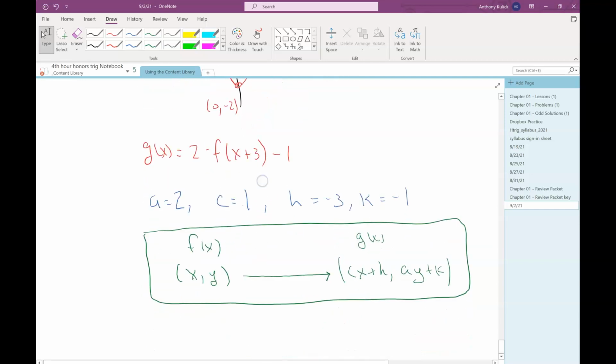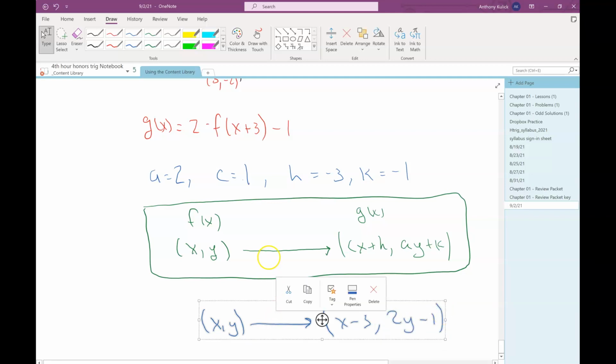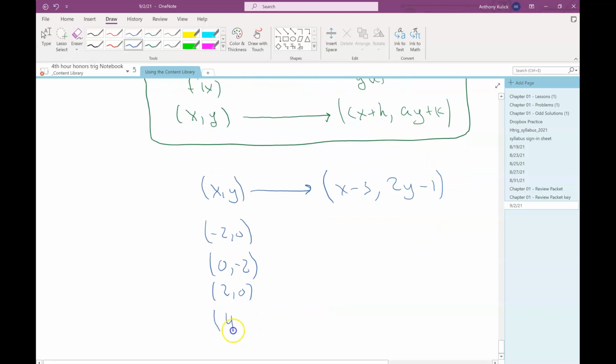Okay, so for our particular purposes, our transformation map is going to be x minus 3 to y minus 1. Everybody okay with that? I just plugged in my values for C, H, A, and K. And now I'm going to just take the points that are given to me on my graph and transform them using this.